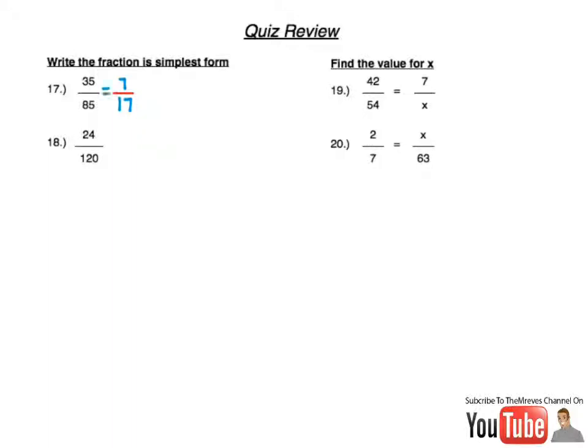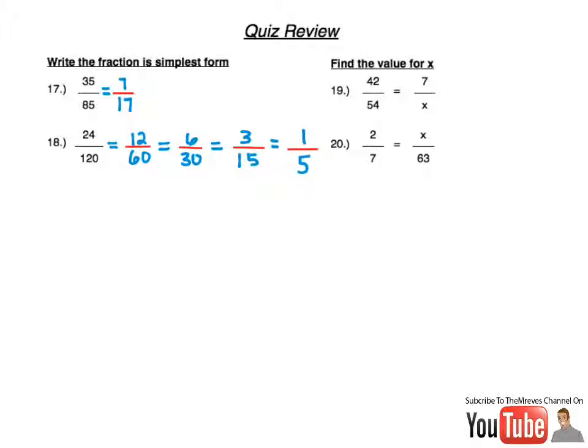Now 18, I'm going to go with my divisibility rule of 2, cut it in half, so that's 12 and 60. Notice that it's still even, and so I can cut that in half, 6 and 30, 3 and 15, and then 1/5.